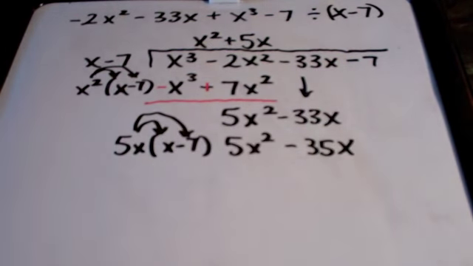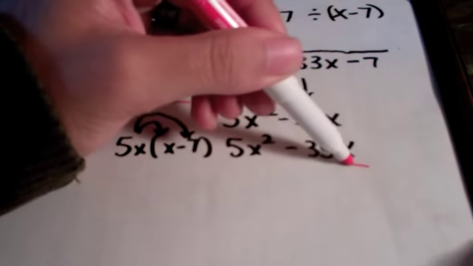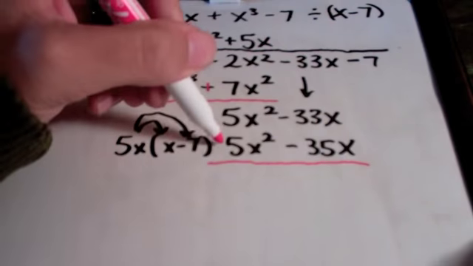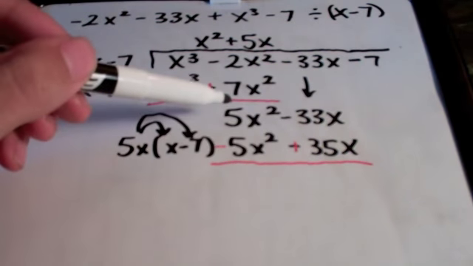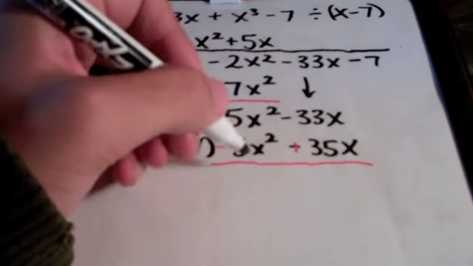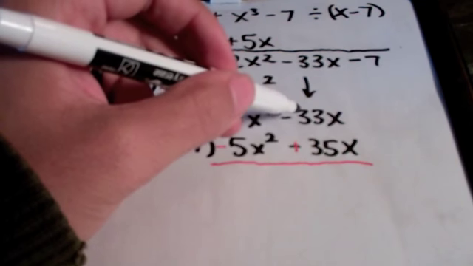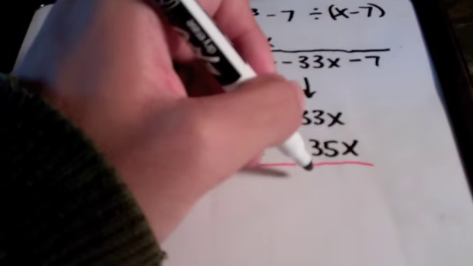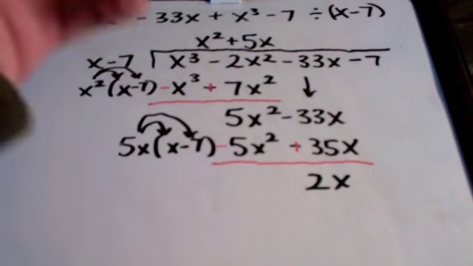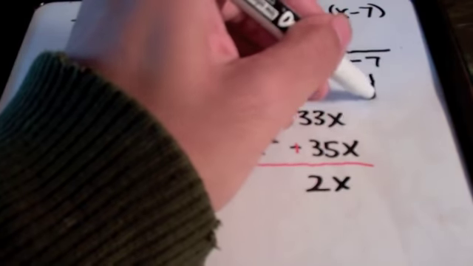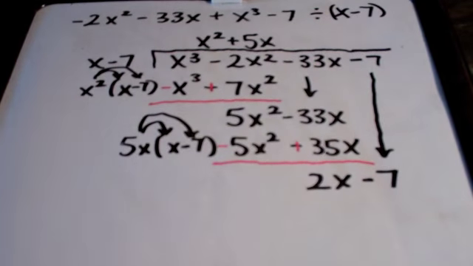Okay, after we get our two terms, we draw a line and change the signs. Now we have a 5x squared minus 5x squared. This is going to be 0. And negative 33x plus 35x is going to give us positive 2x. As in regular long division, we bring our next term down with its sign. So this will be 2x minus 7.